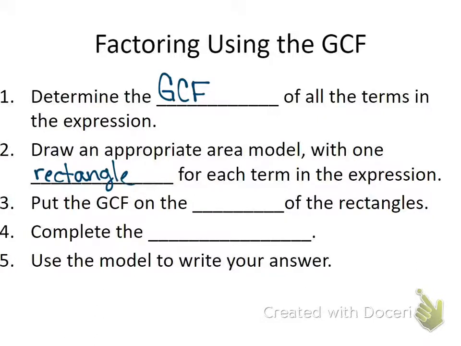All right. When we did that, we then moved on to step 3. Step 3 said to put the greatest common factor on the height of the rectangle. So what did the greatest common factor represent on our area model? The height. If you look where you found the greatest common factor, you made it the height on your area model.